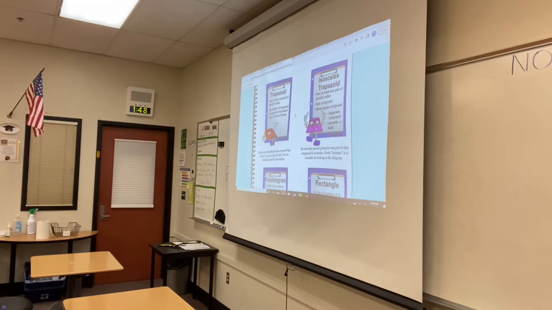The median of a trapezoid is parallel to the bases and half the sum of the bases. And parallel to the bases? Like the bases, the top and the bottom. The top and the bottom are considered the bases. The sides are considered the legs.